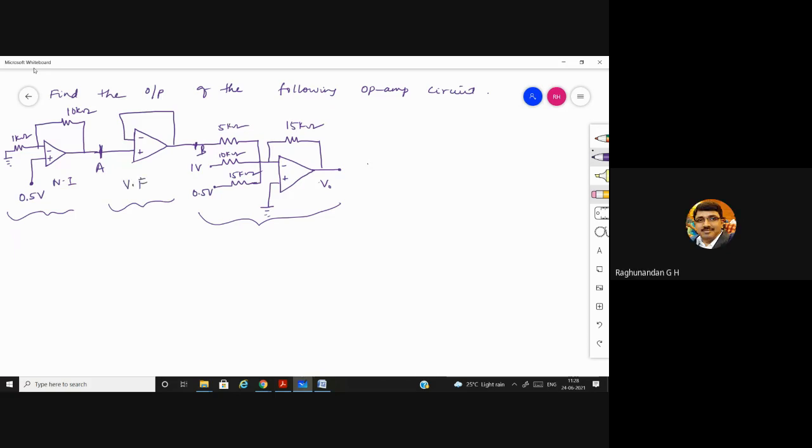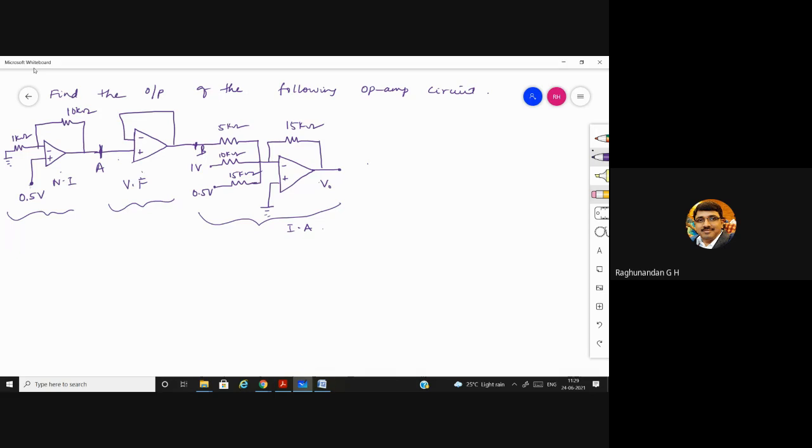Now what about this? Inverting. Inverting adder. The 3 of them are combined, and the output of the first stage acts as input to the second stage, and the output of the second stage acts as one of the inputs to the third stage. So we should do it carefully. If you make a mistake in the first stage, the entire answer will be wrong. Here 0.5 is considered as input.